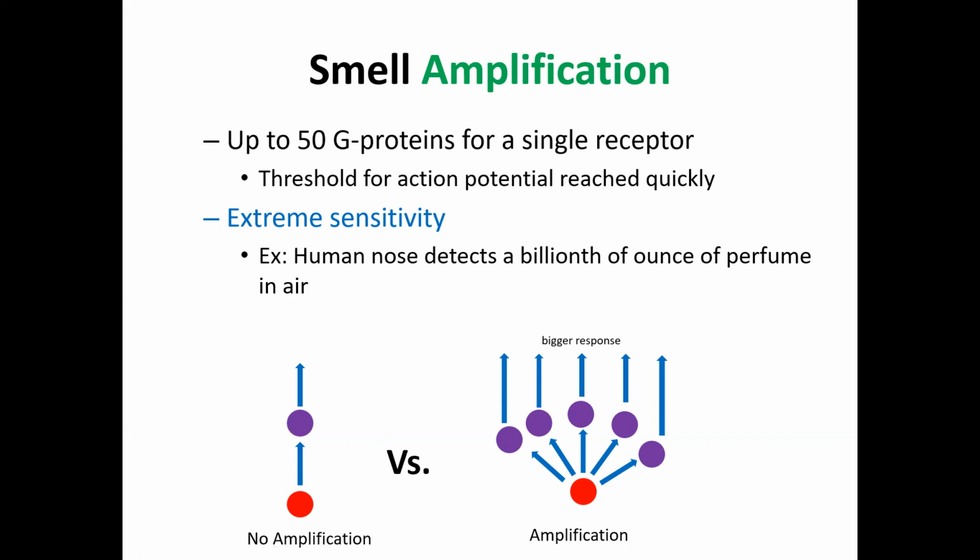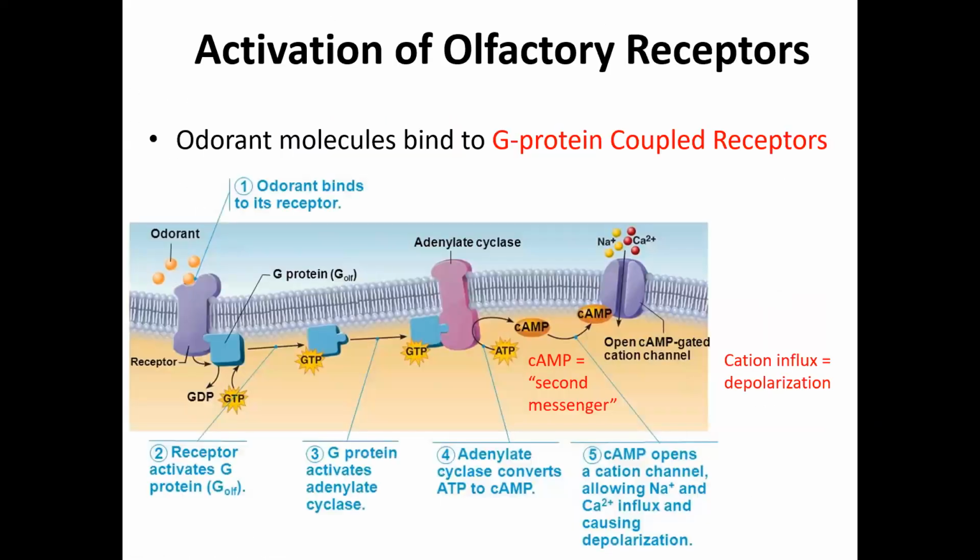The reason for that is because we have signal amplification, because those sensory receptors, which would be shown in red here, are going to activate more than one G protein. Okay, so not just one G protein, but up to 50 different G proteins. And then each of those G proteins will activate their enzyme, adenylate cyclase, which will create even more cyclic AMP, and more cyclic AMP means even more opening of the cyclic AMP gated cation channels.